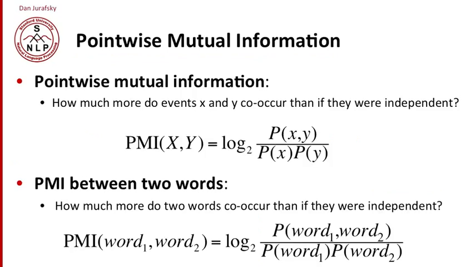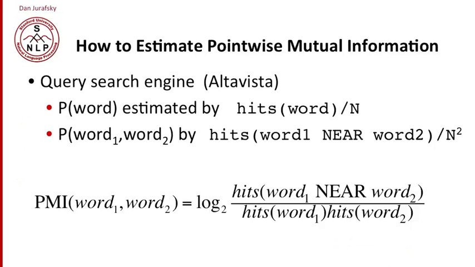Looking at pointwise mutual information, I've just repeated the equation here. We can look at it between two words. We ask, how much more do these two words, word one and word two, co-occur than if they were independent? We take the ratio, the probability of the two words occurring together, divided by the probability of each word separately multiplied, and we take the log of that. How do we estimate this?